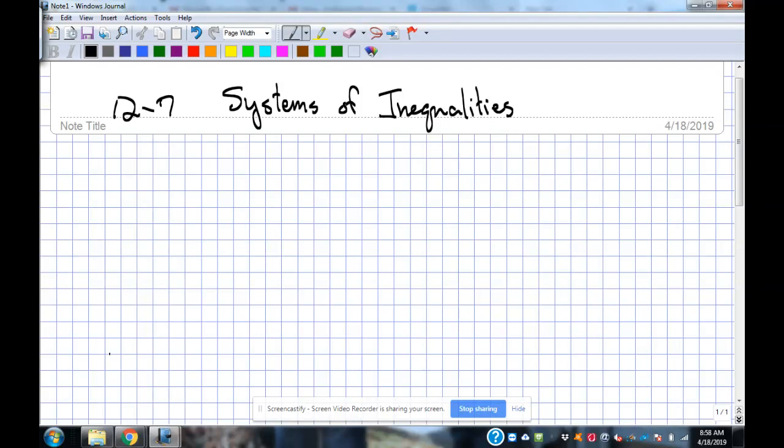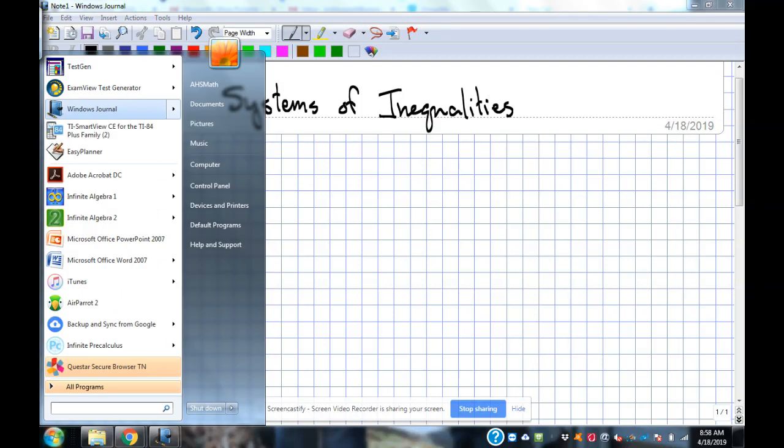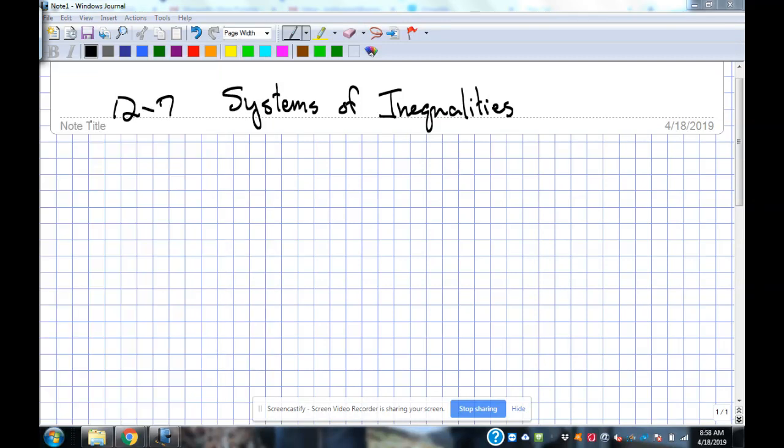Let's start with systems of inequalities. So systems of inequalities, we're dealing with linear systems and nonlinear inequalities. That's the step up here. We'll start with a pretty easy one.